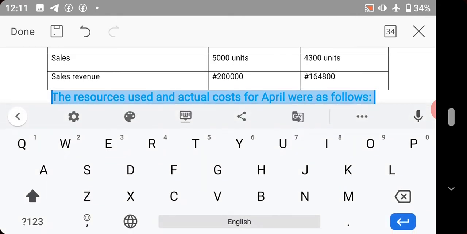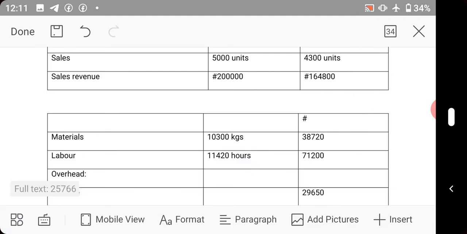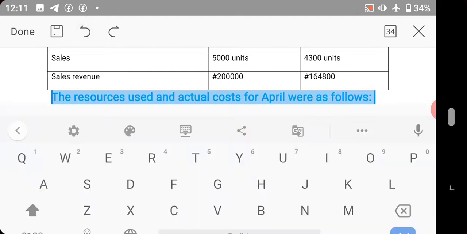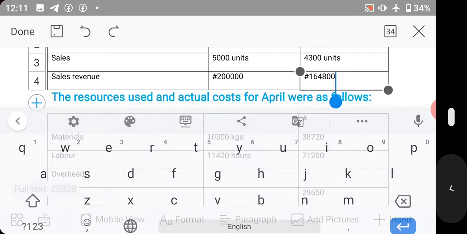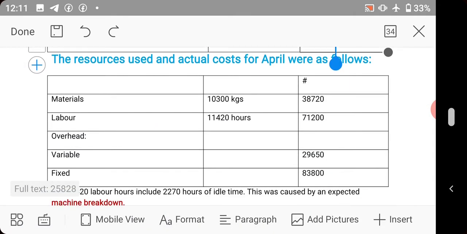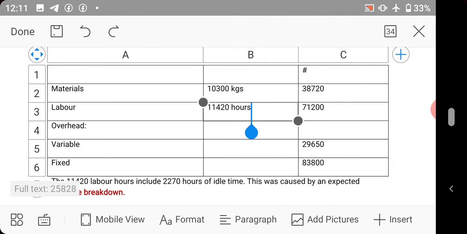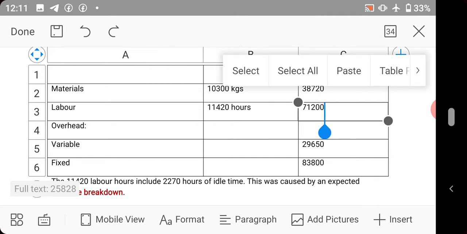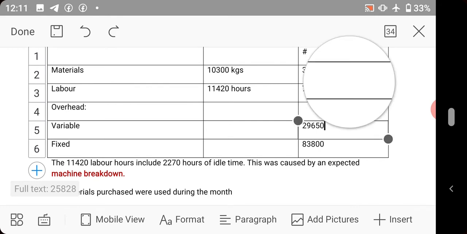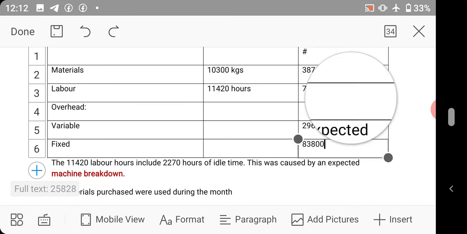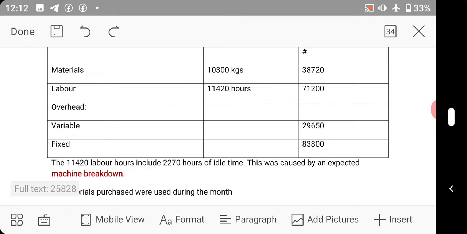So we have our actual cost. Materials: the total material we used is 10,300 kgs and the price we bought them at was 38,720. You can get the price per kg. The total hours used is 11,420 and the cost was 71,200. For variable, the total cost is 29,650. For fixed, 83,800.